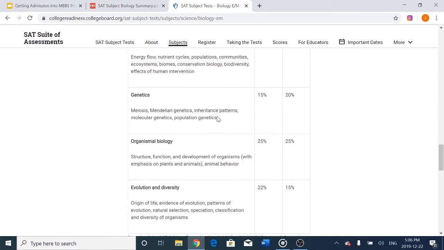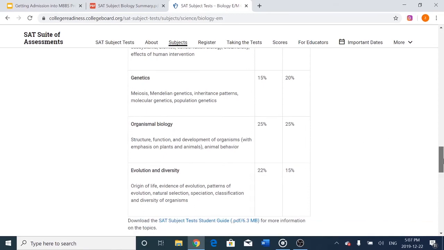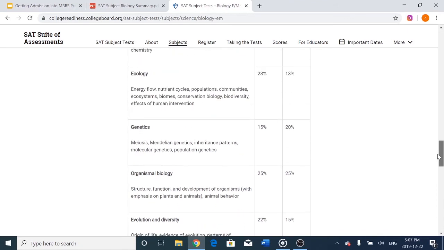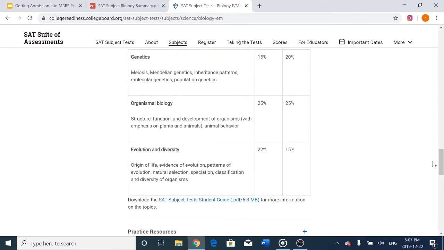For genetics, meiosis, you're going to need to know the law of independent assortment and the other law that Mendel, I think it's Gregor Mendel. Yeah, that dude, his genetic inheritance patterns, molecular genetics, and population genetics. So you're going to have to know how to do Punnett squares. And you're also going to need to know epistasis. I think that sometimes comes up on the SAT.